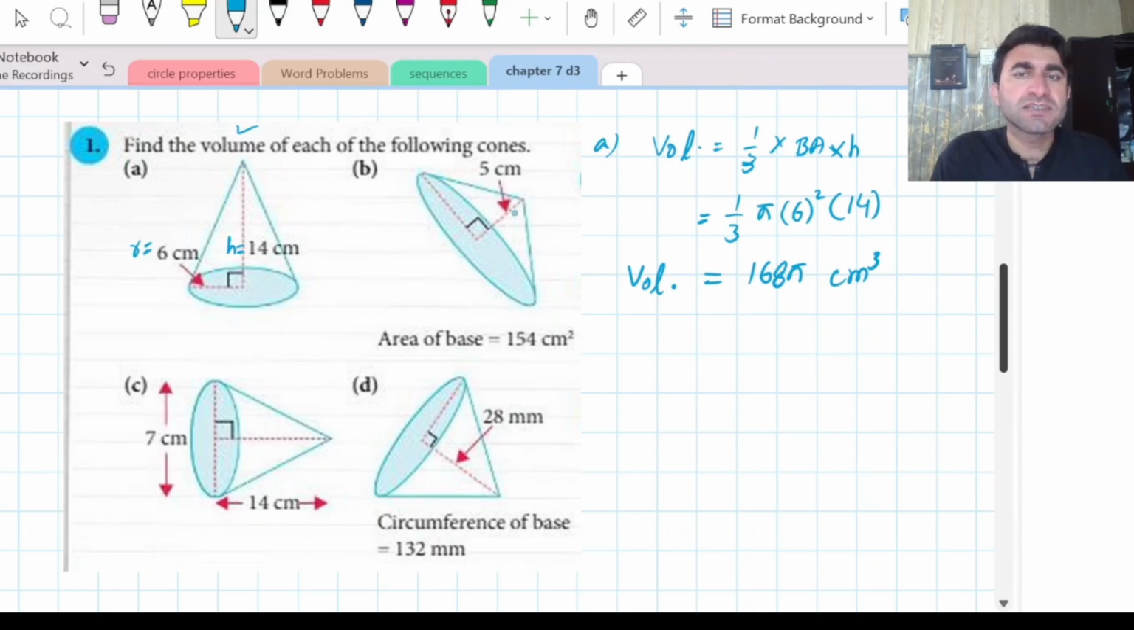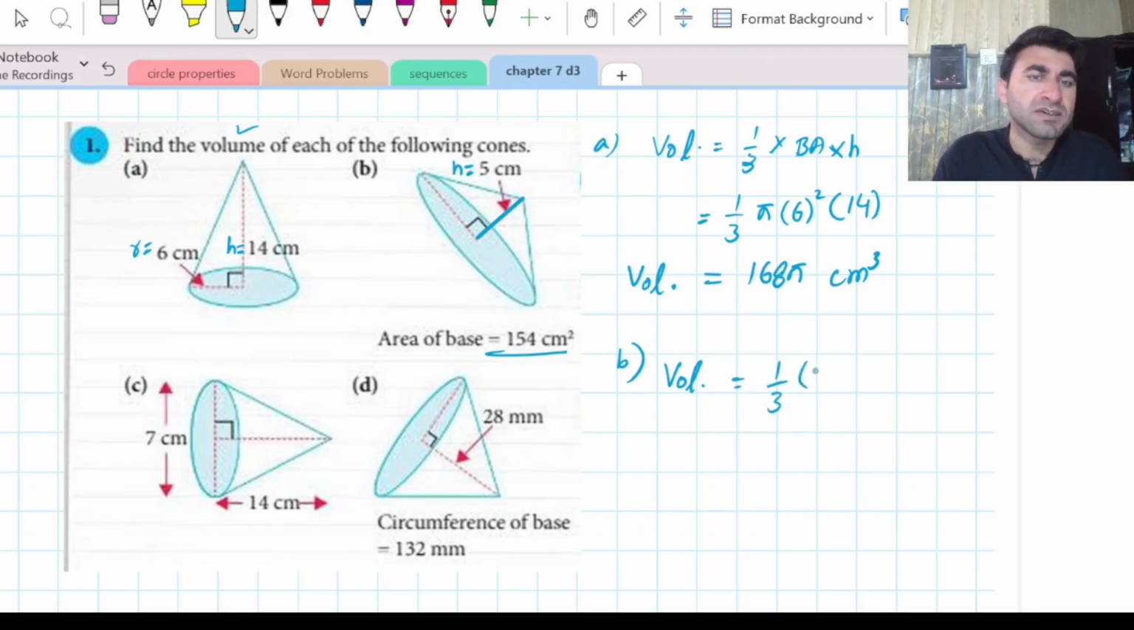Now in part B, as we can see, the vertical height h is equal to 5 centimeter, and we are given the base area which is 154 centimeter square. So we can apply the formula for volume directly. So volume shall become 1 upon 3 into base area 154 multiplied by the height 5. Once again, using a calculator, we can figure out the value of volume, and it becomes 256.67 centimeter cube. So that was the B part.